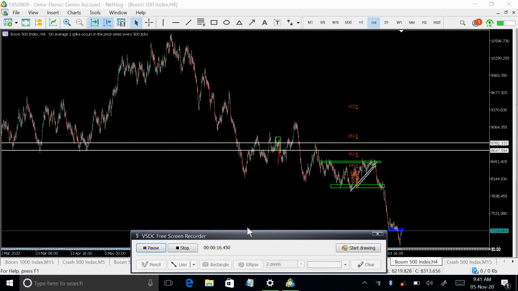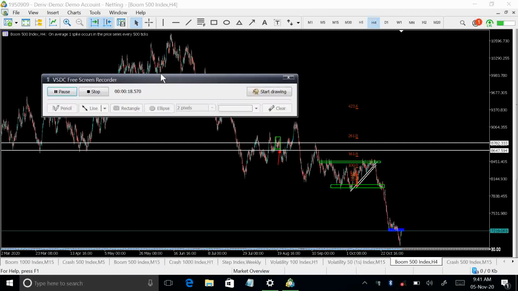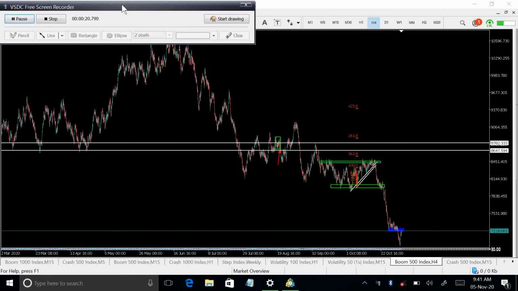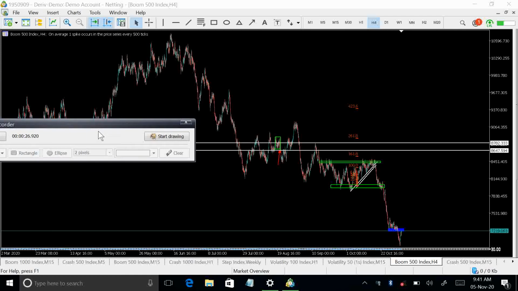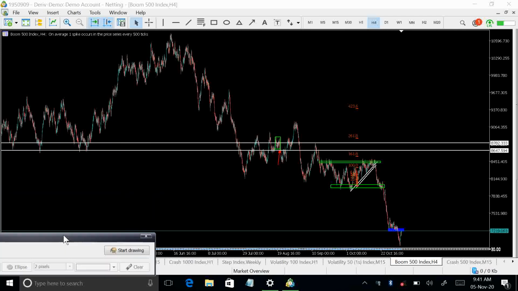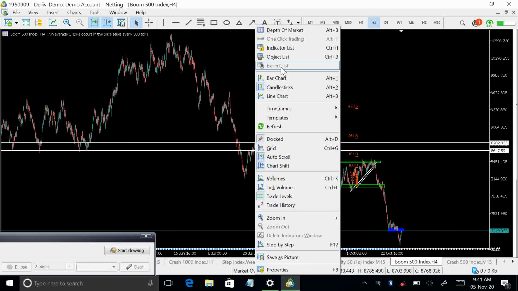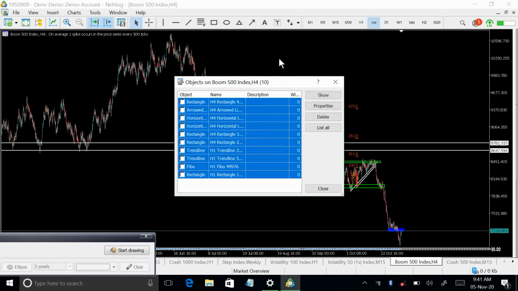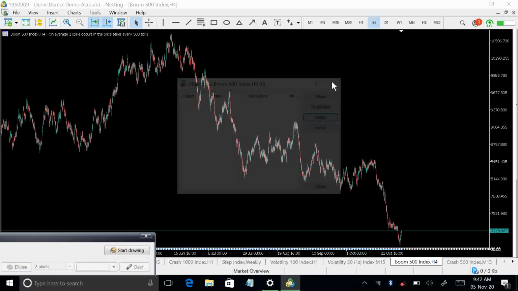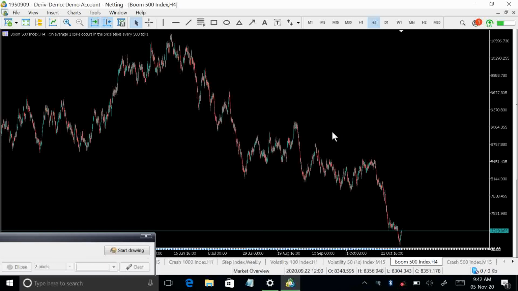Alright, so straight to today's episode, I'm going to be teaching you how to draw your support and your resistance level, how you can easily draw your zones, guys. So let's go straight to business. First of all, let me clear out my chart so we have a clean chart for the lesson. Before that, I would like to explain what support and resistance levels are.